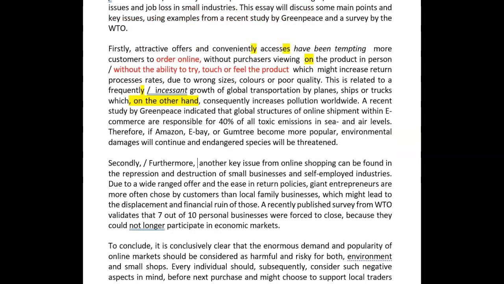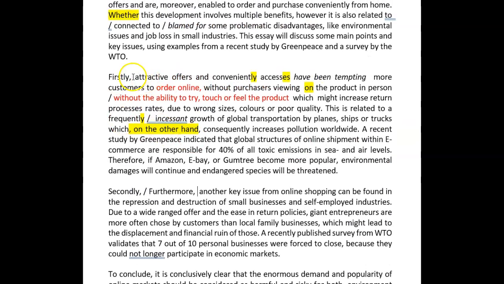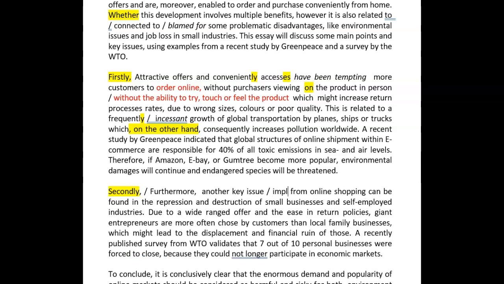So, if you've got firstly, I wouldn't use that. I don't really like firstly, secondly. For me, I think for band 7 writing, you just want a strong start, so go nice and strong. And furthermore, another key issue. You could have "key issue" or another implication. Again, write down some of the words, implication from online shopping can be found in the repression and destruction of small businesses and self-employed industries.